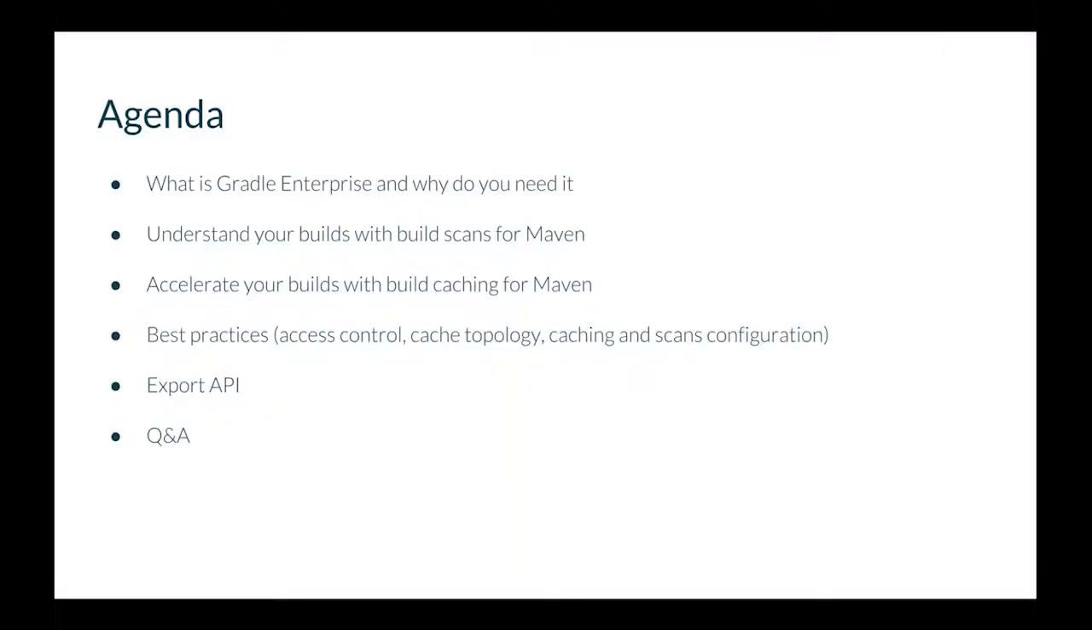All right, so what's the agenda for today? We want to give a short overview of what Gradle Enterprise is for those that have not been in contact with it before and why you need it. Then we're going to give you a deep dive into Gradle build scans and how you can get very deep insights with those build scans. And then we'll look at the build caching that you get with Maven, with Gradle Enterprise. And then we'll also look at some best practices. Right? That's always a topic that comes up. How to actually use it in practice. Yes, exactly. How do you set up your access control, your cache topology, and how you configure your cache and your scans. So we'll share some real-world experience there. Right. And then to close this off, we'll also go into the export API. It's an important aspect if you want to do your own data analysis. Right? Cool. And then, of course, we'll give our audience a chance for questions.